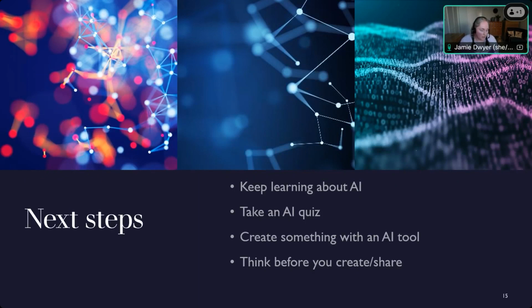So I would encourage some next steps here. Keep learning about AI, maybe take one of those AI quizzes to see if you can spot the differences. I think it's a lot easier when there's like two similar images next to each other. When I get into trouble is when I'm just looking at a single image. I'm like, oh, hold on, I need to really think about this.